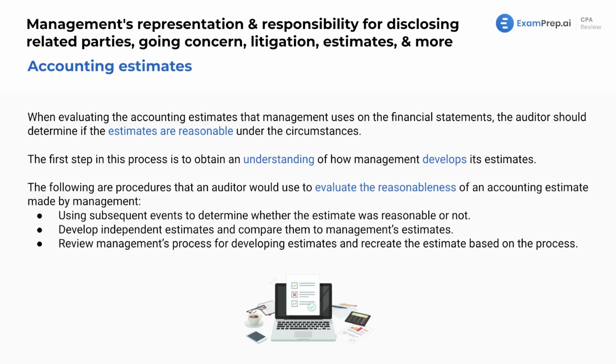When evaluating the accounting estimates that management uses on the financial statements, the auditor should determine if the estimates are reasonable under the circumstances. If management is building a new machine and they're saying to themselves, "Oh wow, it's a very nice machine. It's probably going to be worth $12 billion." But then you're the auditor and you come in, and this requires possibly consulting an expert, possibly just using your own knowledge, talking to other people within your firm. You're going to say to yourself, okay, that's not reasonable. The estimate should probably be more like $5 billion.